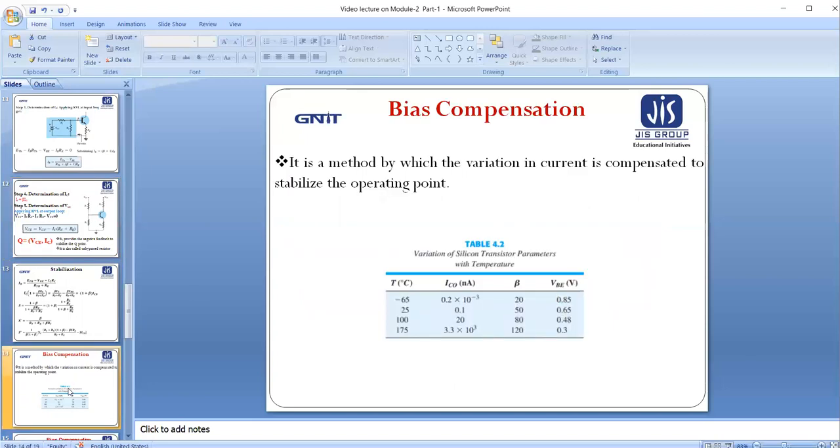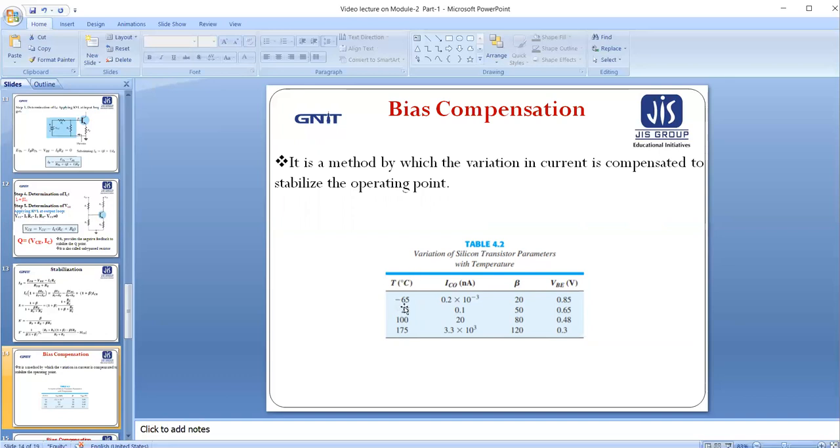So in that case, when the transistor is heated up, then obviously the IC naught will be enhanced, the VB will be decreased, like that. So some extra circuit arrangement will be needed to minimize or to compensate this temperature effect. Those circuits are called the bias compensation circuit. Before going to the detailed analysis of the bias compensation, let us look into the variation of IC naught, beta and VB with respect to temperature.